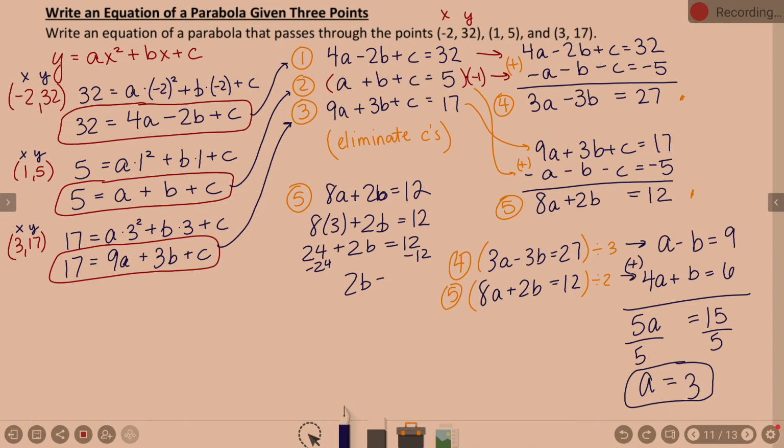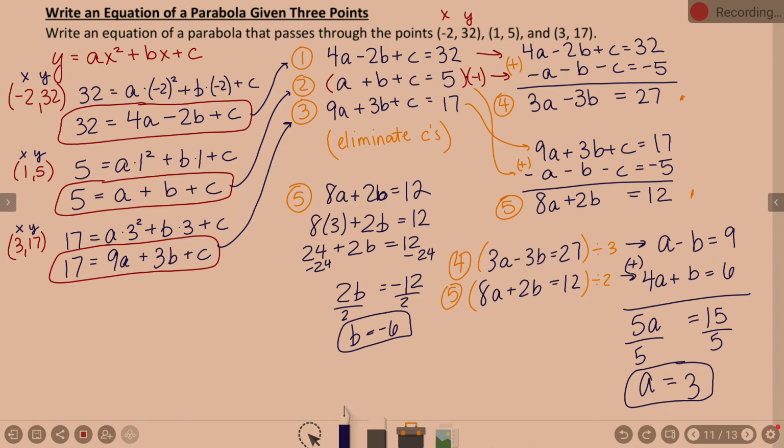Wowzers. I saw that. Do me a favor, don't let me proceed by making such a glaring mistake. For those of you who didn't catch, I subtracted 24 on one side, 12 on the other side. Mistake. So 24 minus 24 cancels. 2b. 12 minus 24 is negative 12. Divide by 2, and b is negative 6.